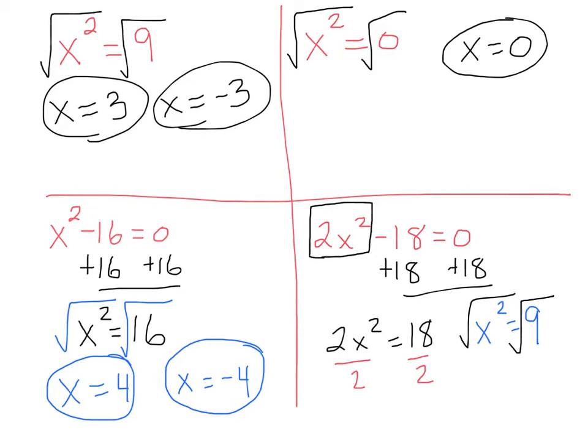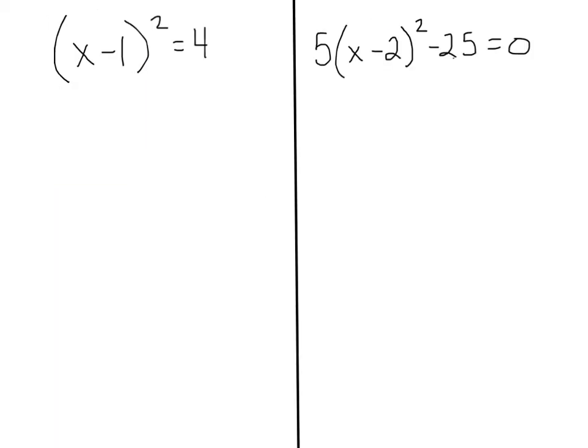And so I have x equals, the square root of 9 is 3. And I have x equals, the square root of 9 is also negative 3. And so my two solutions are 3 and negative 3 on that one. All right, here are our last two problems.